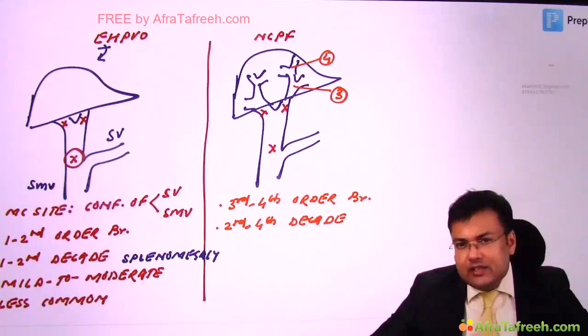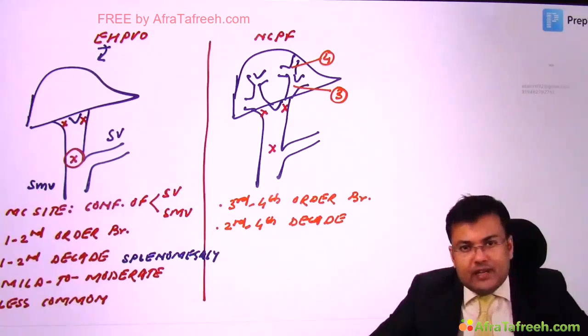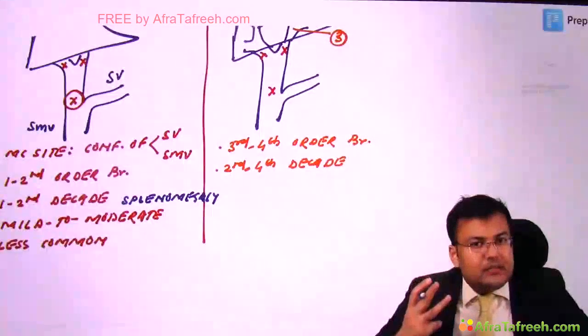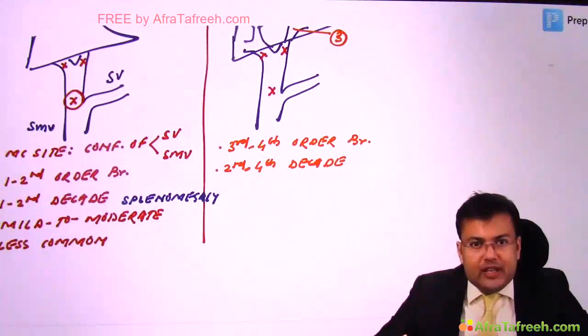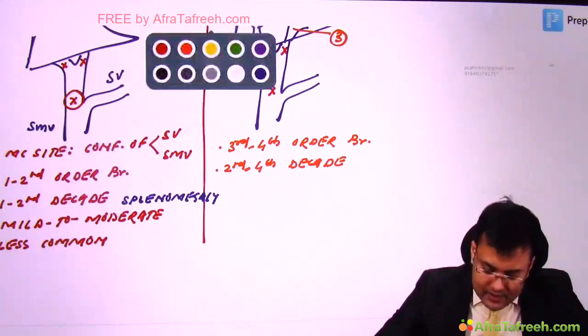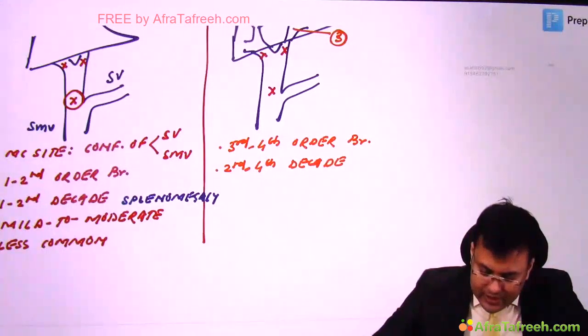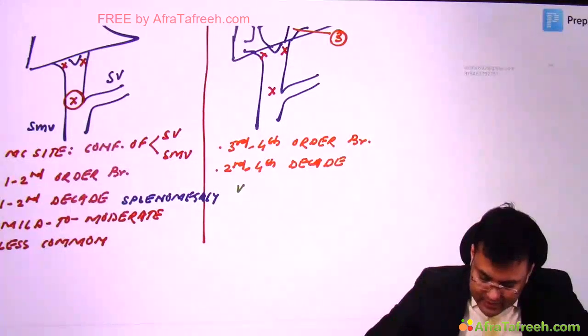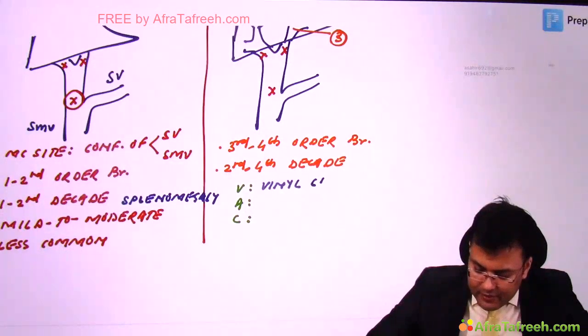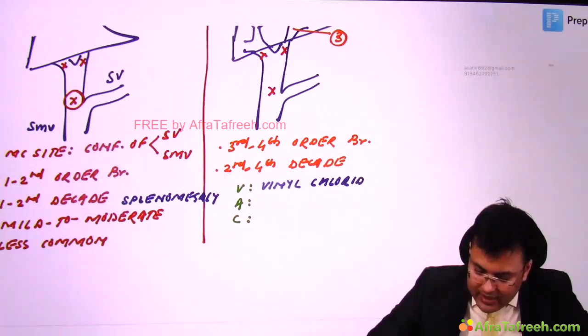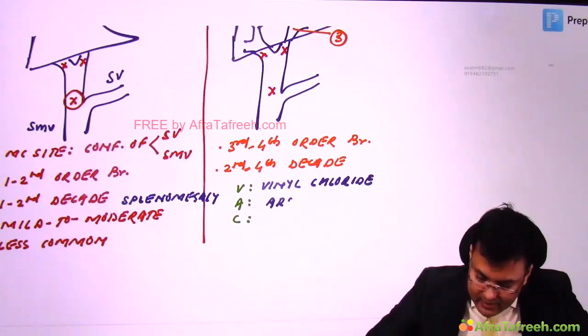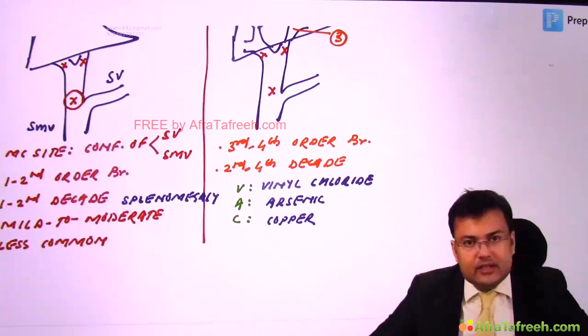Right? The question which is asked in pathology also frequently as well as surgery, that there are three substances whose exposure increases the risk of NCPF, and the mnemonic is VAC. V is vinyl chloride, A is arsenic and C is copper. Vinyl chloride, arsenic, copper. This increases the risk.